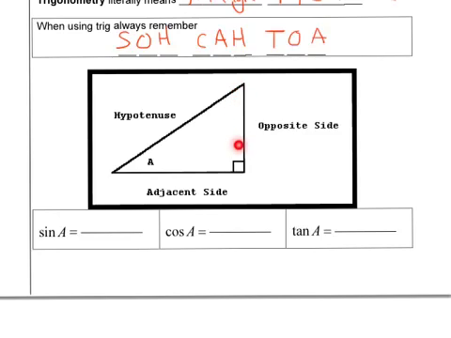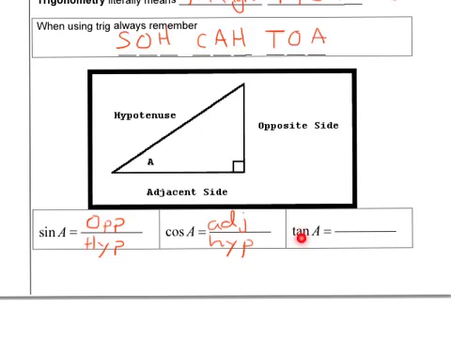So we could take the measure of the opposite side, which I would just put a little O, or OPP for opposite, on the top, and the hypotenuse on the bottom. So the sine of an angle will always be equal to the opposite side over the hypotenuse. And the cosine of the angle, you can guess it. If it's CAH, it's going to be equal to the adjacent side over the hypotenuse. Adjacent goes on top, hypotenuse goes on bottom.